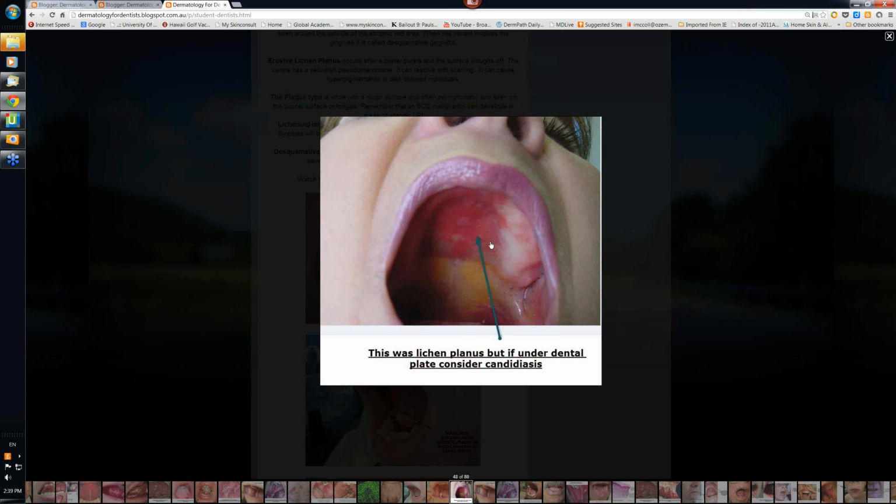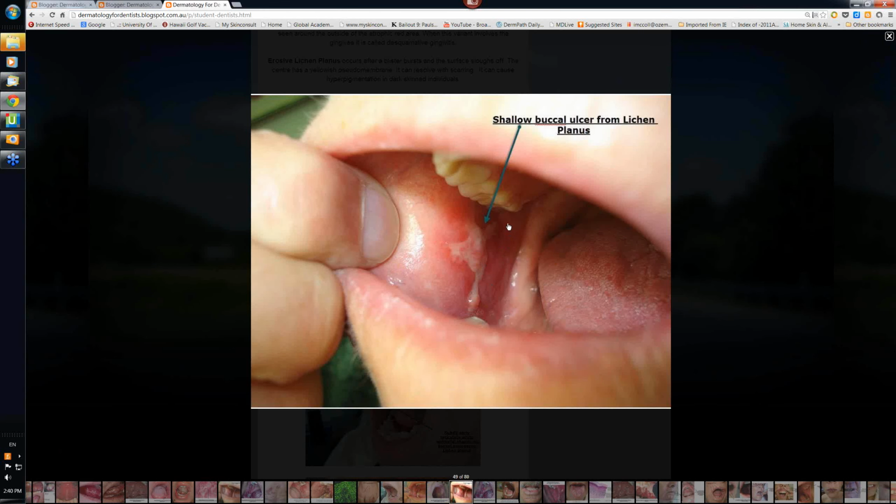There's again that atrophic or erythematous type of lichen planus. But as I've said there, if you found that underneath a dental plate, then consider candidiasis as well. There's a shallow ulcer, that ulcerative type of lichen planus, with a sloughy base to it. Occasionally you can't see it here, you've just got some erythema around this, but occasionally you can get white net-like lines around there as well.